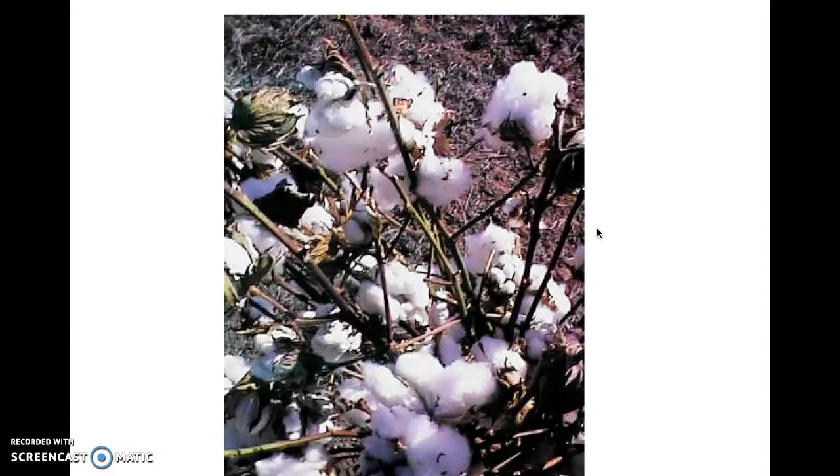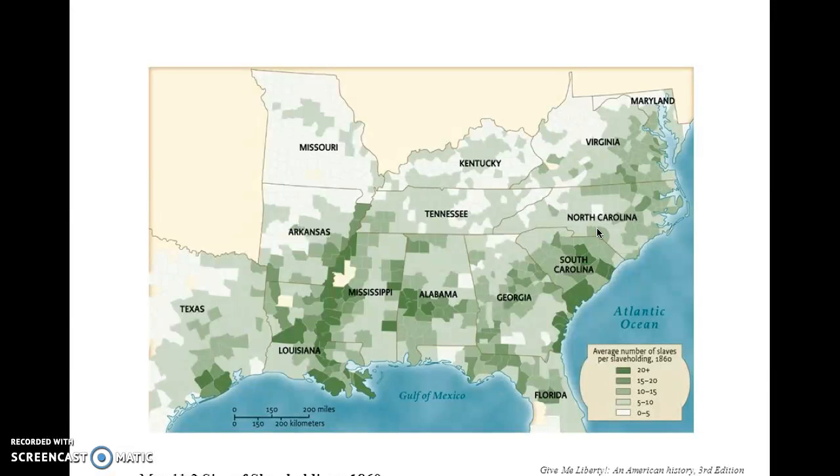Textile manufacturers in places as far-flung as Massachusetts, Lancashire in Great Britain, Normandy in France, and the suburbs of Moscow depended on a regular supply of American cotton. Now, this is the size of slave holdings in 1860, and you can see that the darker colors indicate more slaves per slave holding. To replace the slave trade from Africa, which had been prohibited by Congress in 1808, a massive trade in slaves developed within the United States.